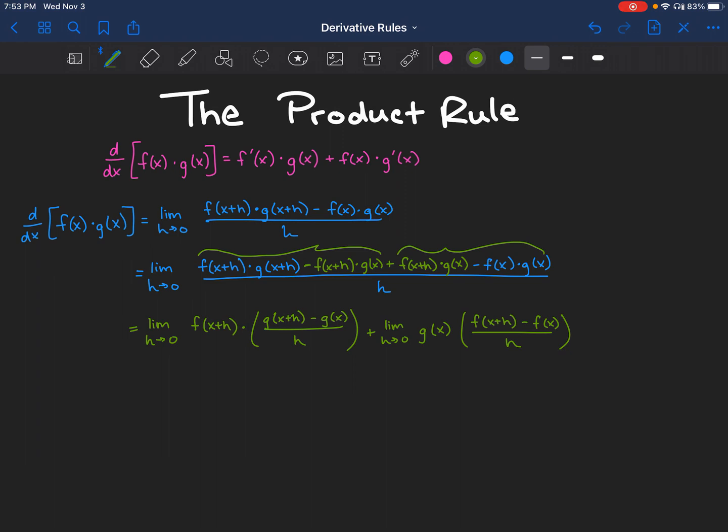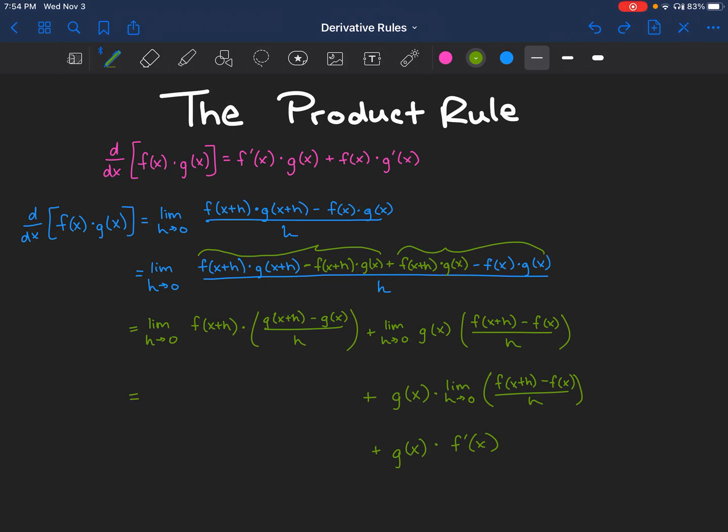Now, hopefully at this moment you recognize that if I take the limit as h goes to 0 of that thing, that's actually the derivative of f. So let me write that down for a moment. So this is equal to plus, and since there's no h here, I can just take that g of x out. So g of x times the limit as h goes to 0 of f of x plus h minus f of x all divided by h. We again said that that was f prime of x. That's the derivative of f of x. So there's the first part. Notice that matches up with the first part of the formula.